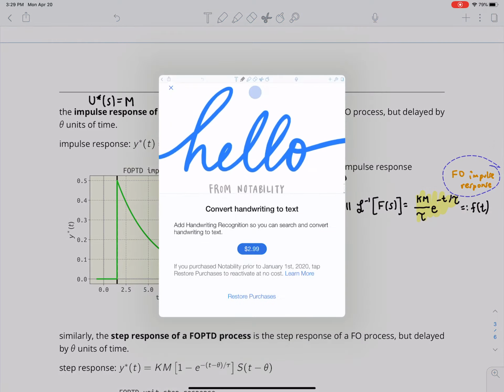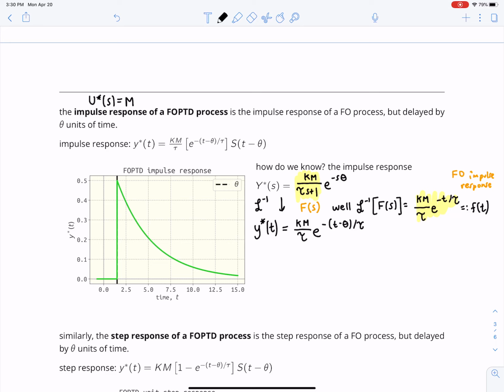And then I'll shift it to the right, so we'll put a t minus theta there over tau. Now again, this function here is 0 for t less than 0. And so to not pull over part of this function for when t is less than 0, what we need to do is multiply this by a step function, s of t minus theta, and that flattens it for t less than theta. And voila, we've just derived that the impulse response of a first order plus time delay process is the impulse response of a first order process, but delayed by theta units of time.